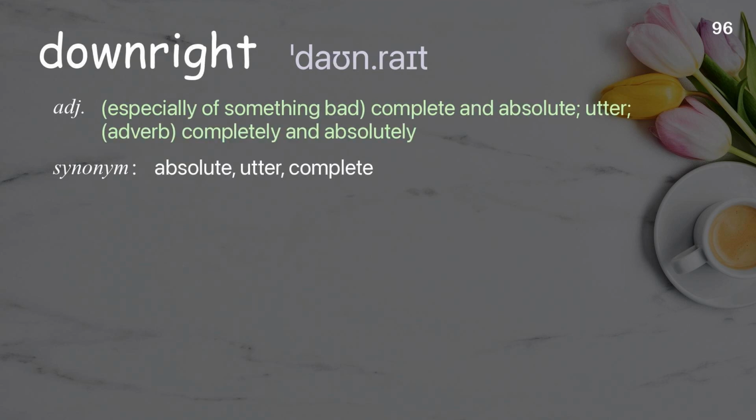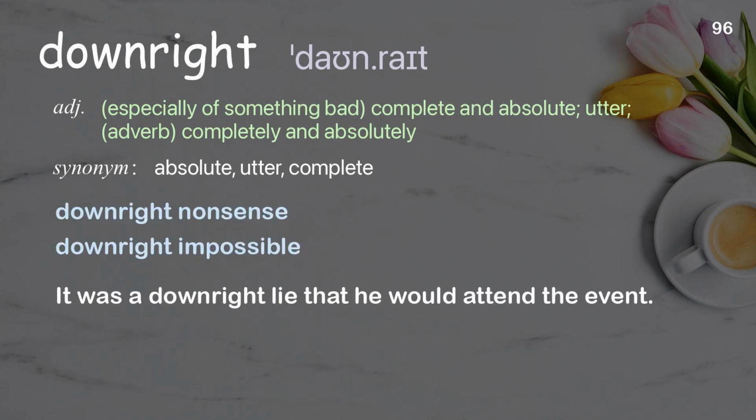Downright. Especially of something bad, complete and absolute, utter. Adverb: completely and absolutely. Examples: Downright nonsense. Downright impossible. It was a downright lie that he would attend the event.